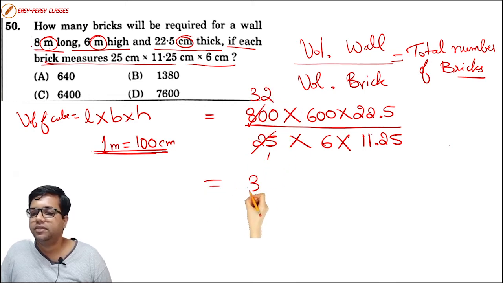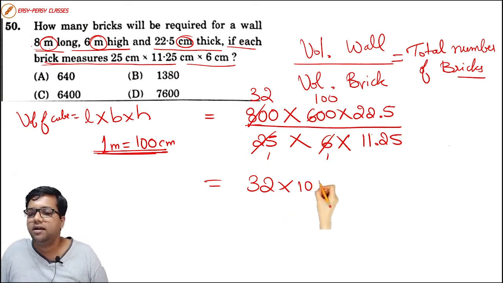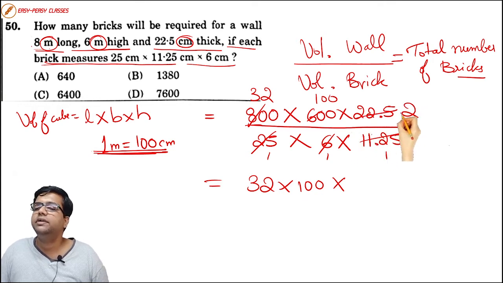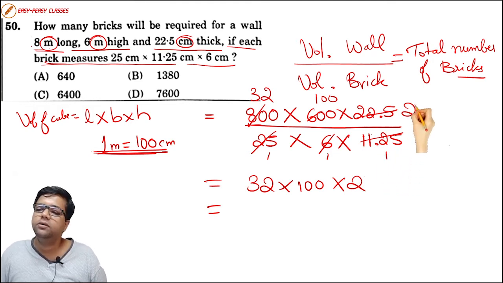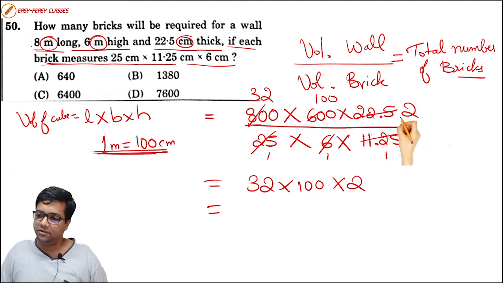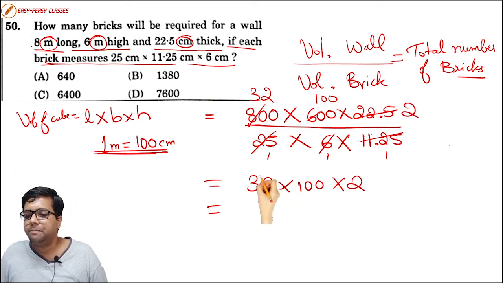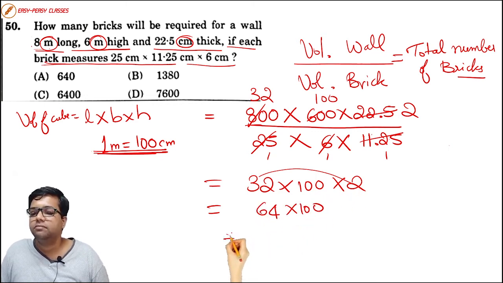32 is left. 32 into 6 ones are 6, 6 hundreds are 600. 100 into 11 ones are 11, 11 twos are 22.5, to 11.25 into 22, sorry, 11.25 ones are 11.25. If you multiply 2 to this, you will get 100 and 225. Okay, so now 32 into 2, this is quite easier to do. 32 into 2, 64 into 100. What is the value? 6400.